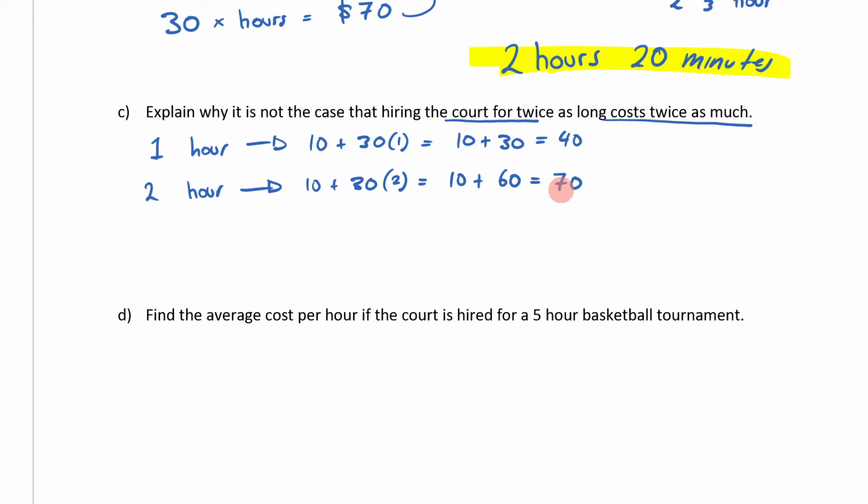Okay, so let's think for a second. Why didn't this price double? It hasn't doubled, has it? Because double of 40 would be 80. So why hasn't it doubled? Well, what has doubled? Would you agree that 30 to 60 has doubled? But this 10 has remained the same. So the reason why it doesn't double is, and this is where you're going to have to write a sentence, because you don't double the booking fee.